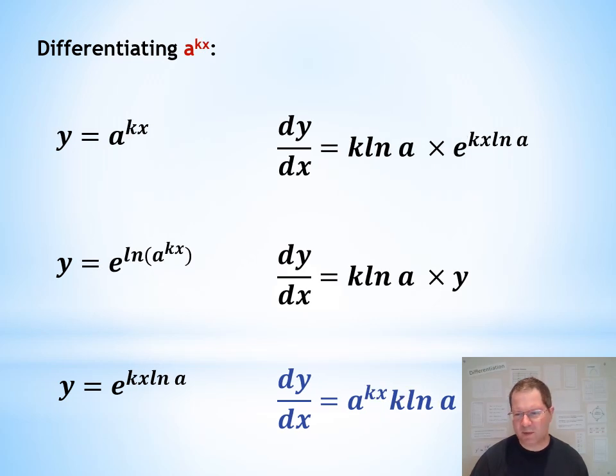And we can do exactly the same with a to the kx. So we can write that as e to the ln of a to the kx, bring the kx down as a coefficient, and that gives us e to the kx ln a. So now we've got k ln a as our constant that we're multiplying x by. So when we do dy by dx, we get k ln a times e to the kx ln a, which can be replaced with y, and in turn that can be replaced with a to the kx. So if y equals a to the kx, then dy by dx equals a to the kx k ln a.